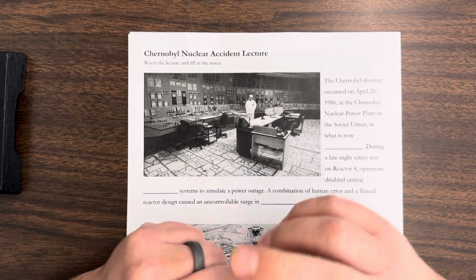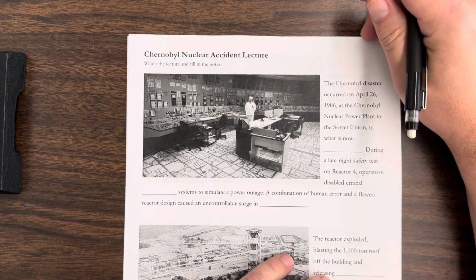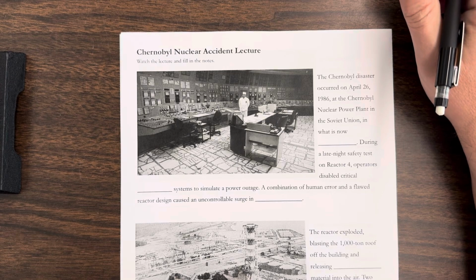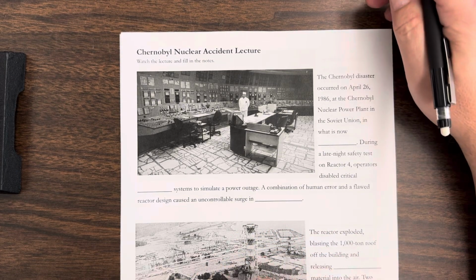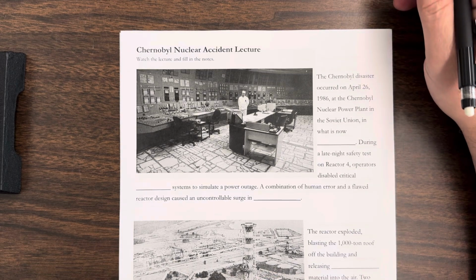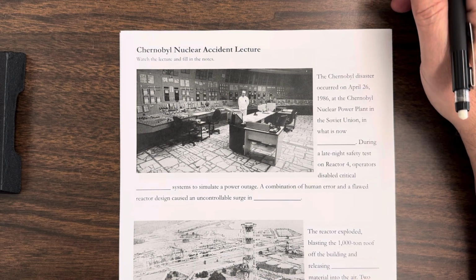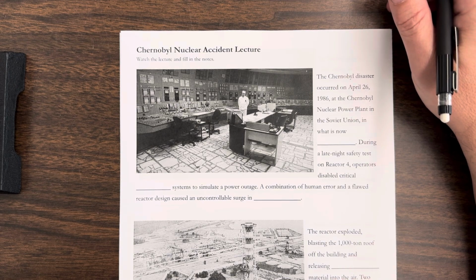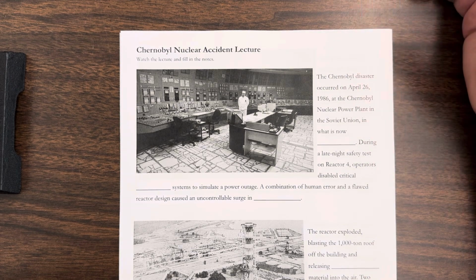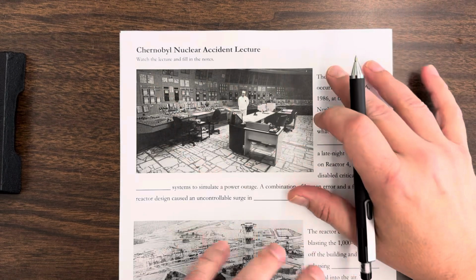So the Chernobyl meltdown was the largest nuclear reactor meltdown that we've had so far in history. And it was caused through a series of poor design and human error. So let's get into it.